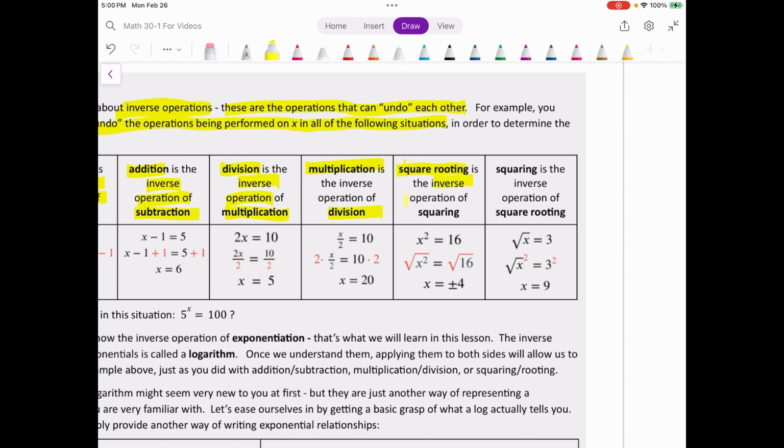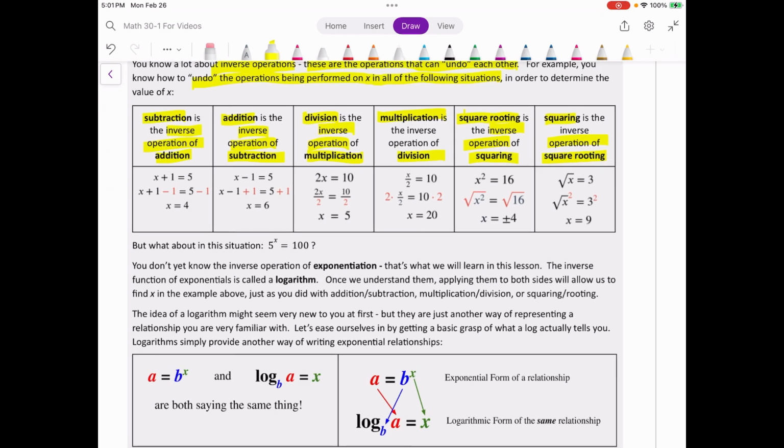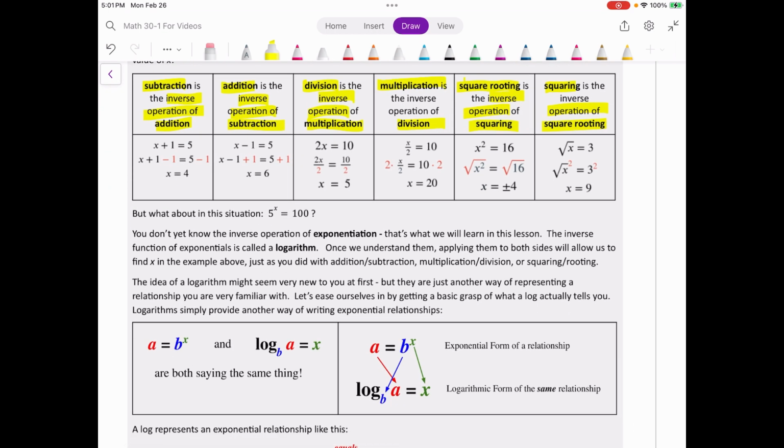Square rooting is the inverse operation of squaring. Just another example of an inverse operation that you know and love already, right? X is being squared here. To undo that, we square root. We have to do it to both sides. That lets us solve for X. Squaring is the inverse operation of square rooting. So we're taking the square root of X. We can undo that by squaring, right? Squaring and square rooting cancel each other out, leaving us with just X. We are undoing the operation that's being performed on X in order to isolate X, right? We want to undo the things that are happening to it.